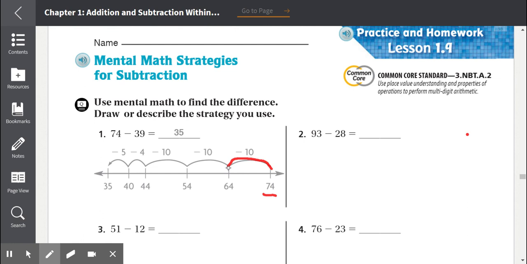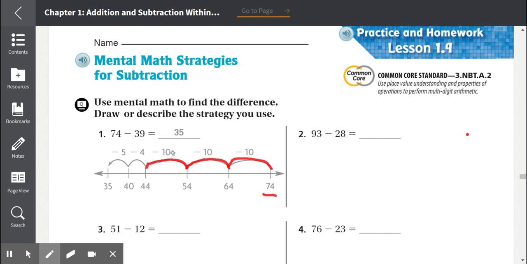Now, we can do another jump of 10 without going over 39. So two jumps of 10. Now, that's 20. And 64 minus 10 equals 54. So far, we have 20. We have to get to 39. We can do another jump of 10 without going over 39. So if we do another jump of 10, now we subtracted a total of 30. 10, 10, and 10 makes 30. Three jumps of 10 makes 30.